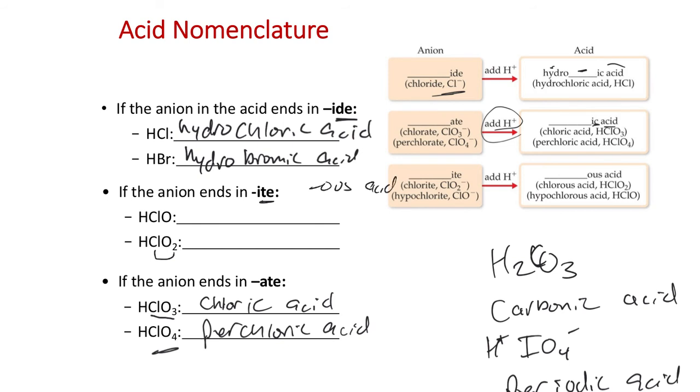So you take chlorite in its acid form, HClO2. This would be chlorous acid. And HClO is derived off of hypochlorite. So this would be hypochlorous acid.